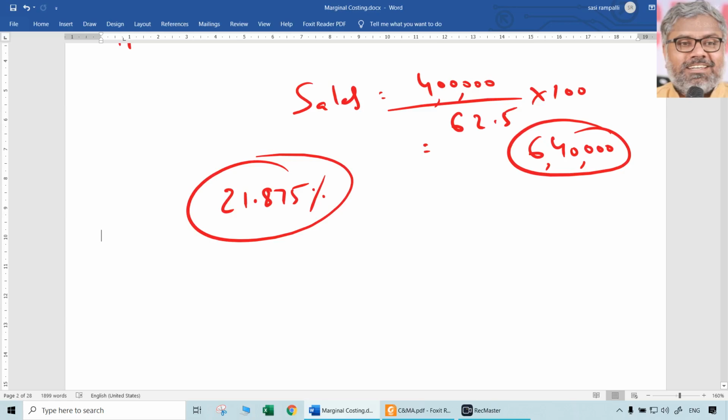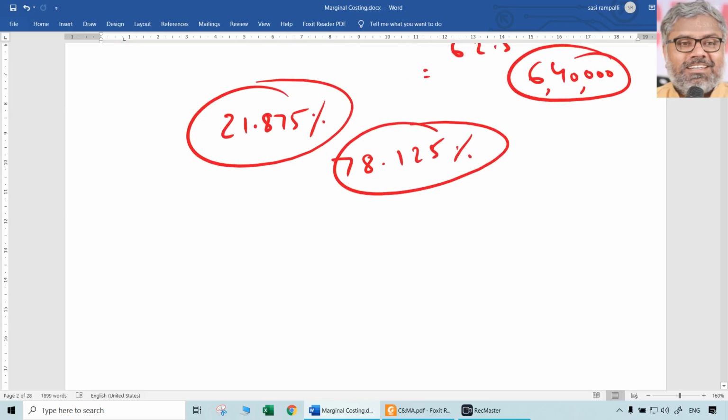Then naturally, how much will be break-even sales as a percentage of total sales? Since they are complements to each other, that will be 78.125%. We know total sales already, so just multiply these two. What will be the break-even sales? 78.125% of 6 lakhs 40,000. That comes to 5 lakhs rupees. That is the answer for the third question actually. That is break-even sales. We got it.